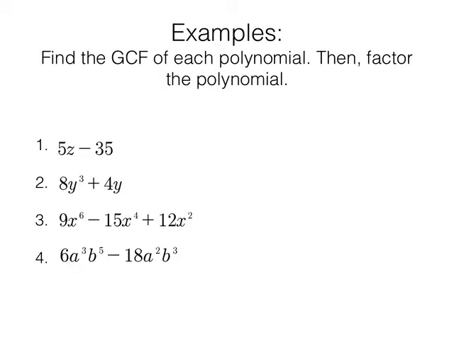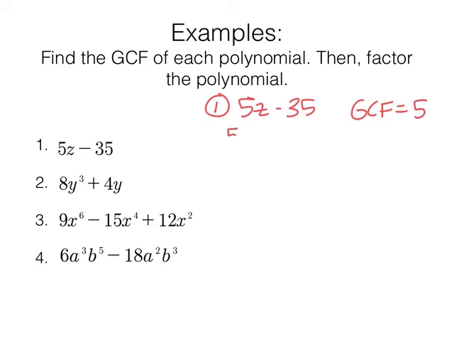Find the GCF of each polynomial, then factor the polynomial. So the 2 terms in the first one are 5z and 35. So let's start here, number 1. 5z minus 35. Well, for the GCF of those 2, there is no variable in common, so there'll be no variable in my greatest common factor. Remember, common means same for both, and there's no variable on the 35. 5 does go into 35, so I found my GCF.